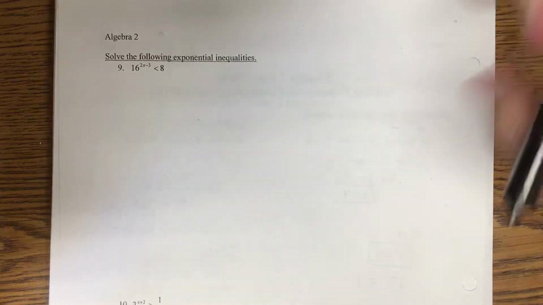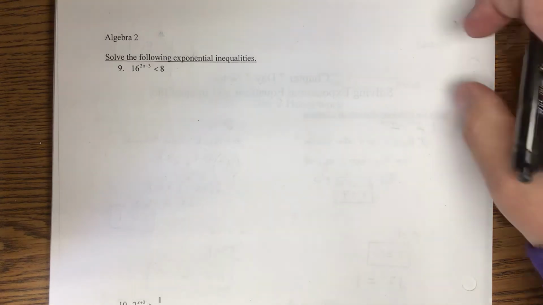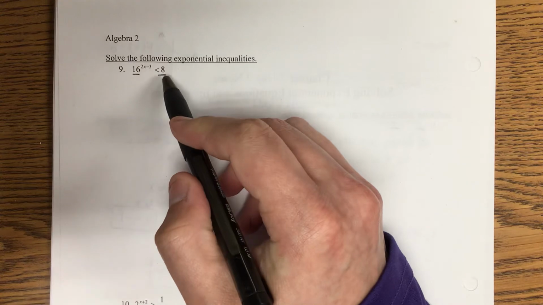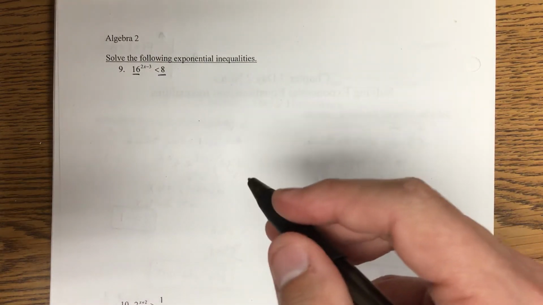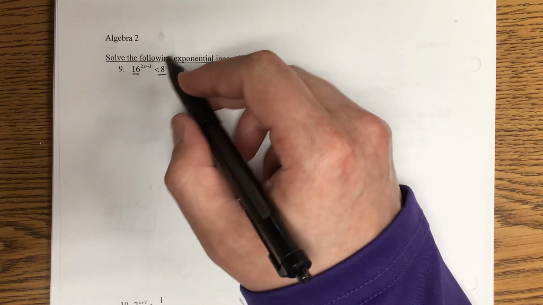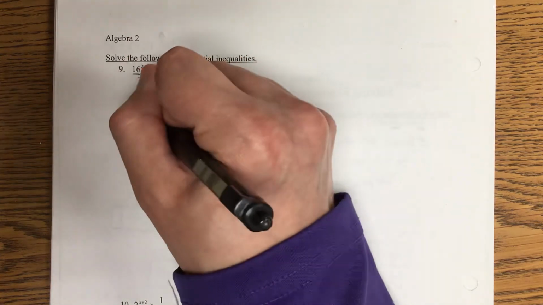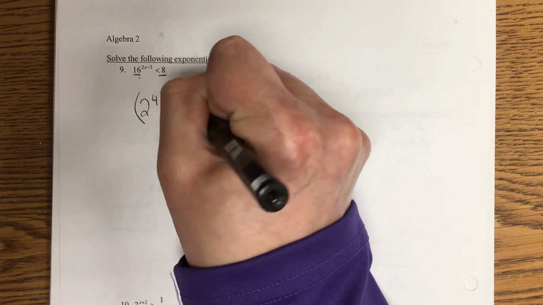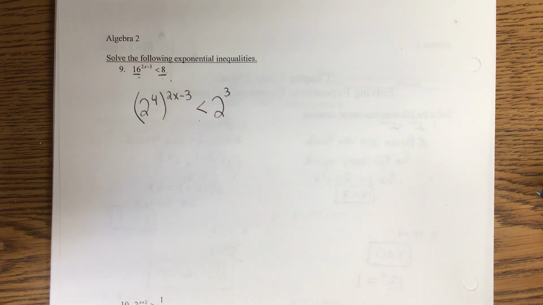All right, number 9. It's an inequality, but I'm going to use the exact same technique. I'm going to try to get bases to be the same. And, you know, while 16 is 8 times 2, I can't think about it in terms of multiplication. I have to think about it in terms of powers. So 8 squared is actually 64. So I might need to change both of these. So 16 is 2 to the 4th. 8 is 2 to the 3rd.